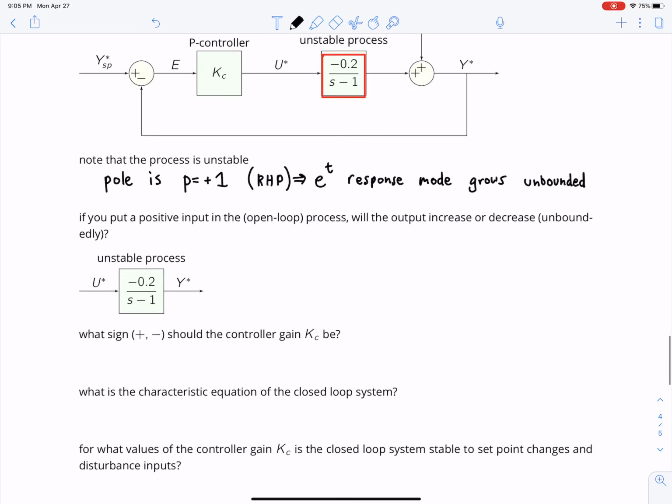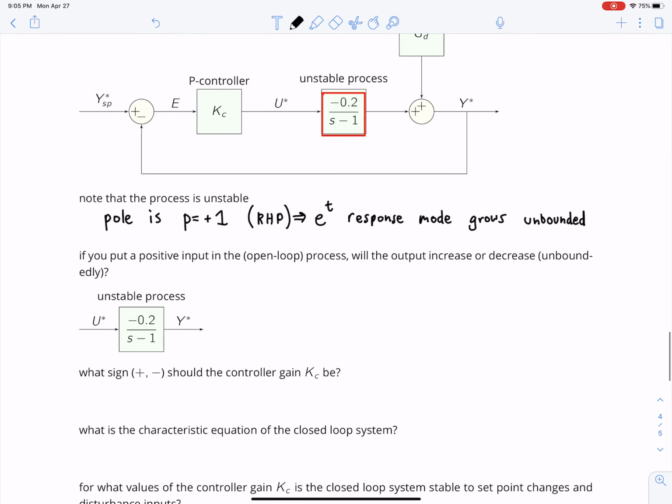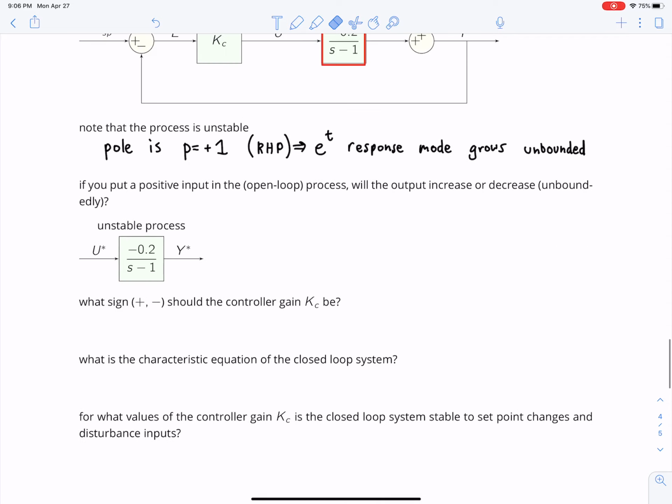Okay, now this question is getting at what is the gain of this process, because I could have written it as -s + 1, right? And so I want you to get used to thinking about standard gain time constant form for unstable processes. This doesn't look like it's in standard gain time constant form, but actually the gain of this is negative. So to see that, let's just isolate the open loop process here.